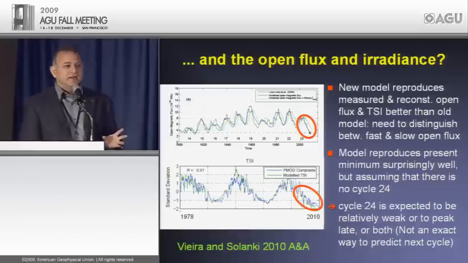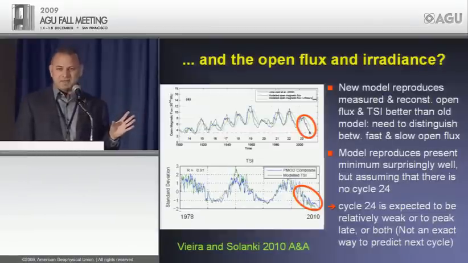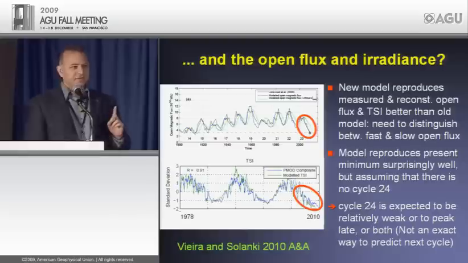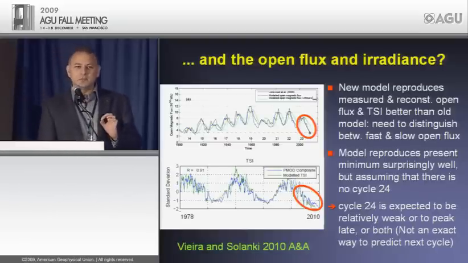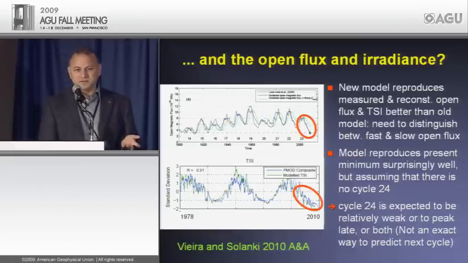I don't think so. This is not the most precise way to make predictions for the next cycle, okay? But what it is suggesting to us, I'm not saying it's telling us, what's suggesting to us is that cycle 24 will either be weak or it will peak late or some combination of these.